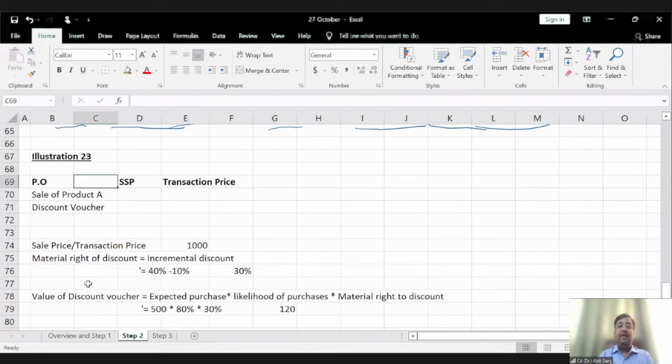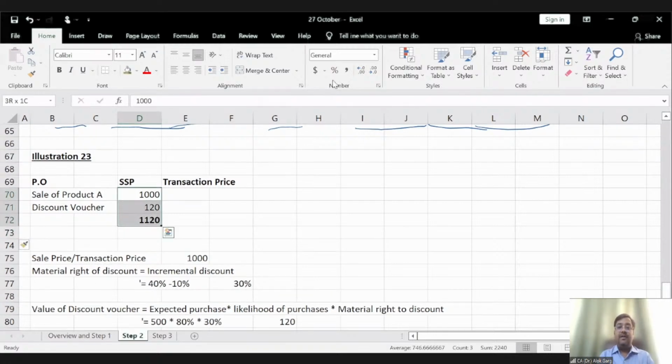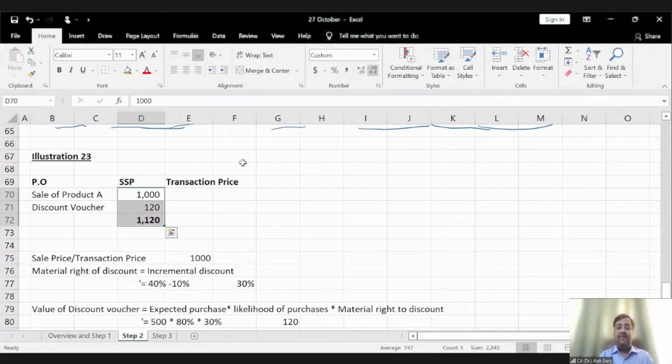So friends, if I talk about the standalone selling price, the product A price is 1000 rupees. Discount voucher is worth 120 rupees. The total standalone selling price is 1120 rupees. What is my transaction price, friends? My transaction price is 1000 rupees, right?